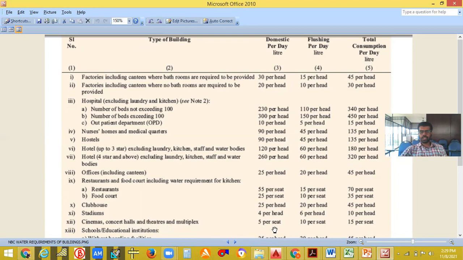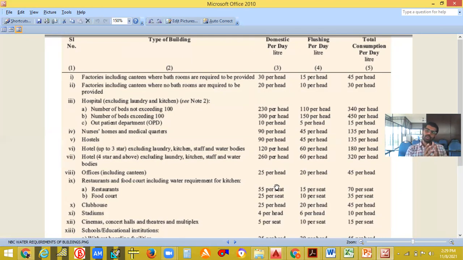Because in cinema theaters, you know that we are not using much water. We might be using it only for flushing or toilet or something like that. So here it is 5, and flushing it is 10 per seat. So if 100 seats are there, 500 will be for domestic as well as 1000 will be for the flushing purpose. So depending upon the type of building, go to this and see how many liters are being used per day by one person or per seat, for domestic purpose and for flushing purpose also.